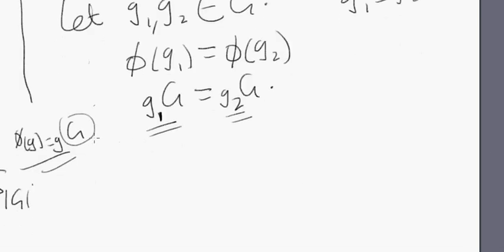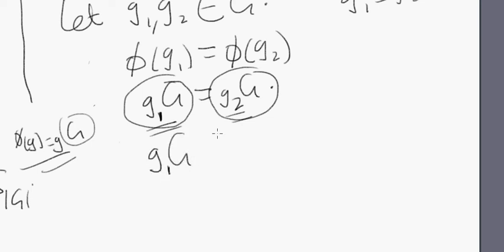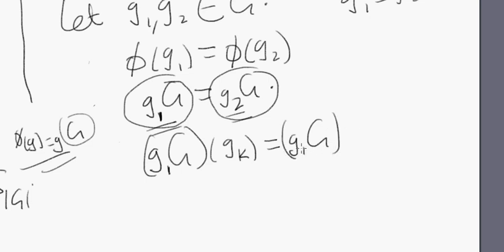Now, we proved it early on, but maybe just as a demonstration. Remember that G1G is a function, and G2G is a function. So the way to prove that the two functions are equal is to show that if you apply them to the same element, you get the same element back. If G1G equals G2G, then G1G applied to GK must equal G2G applied to GK.